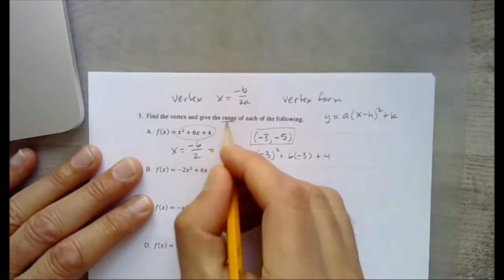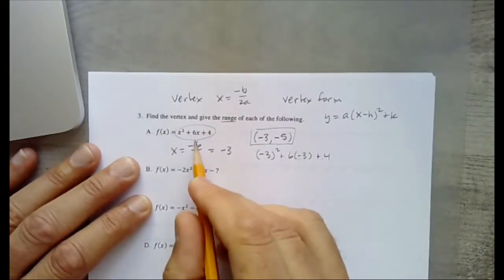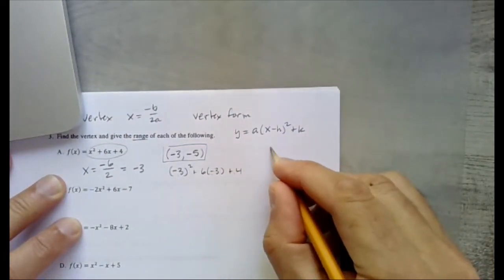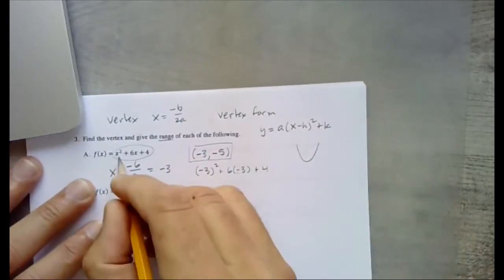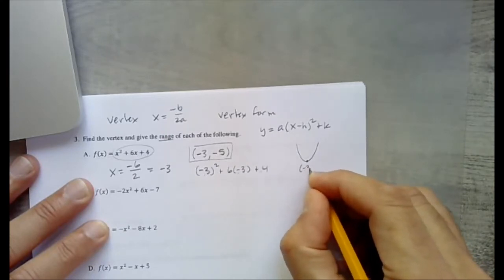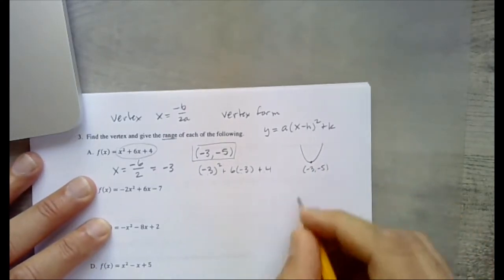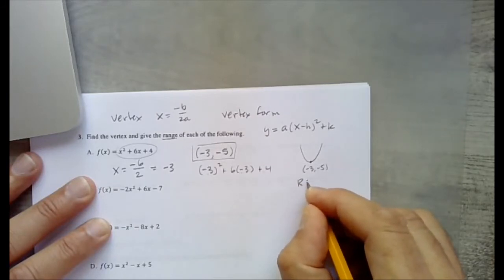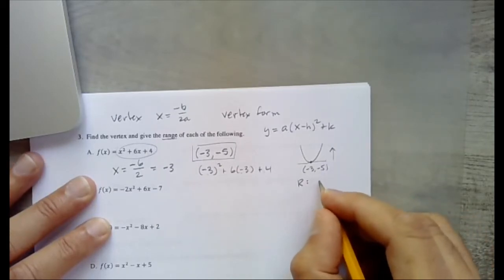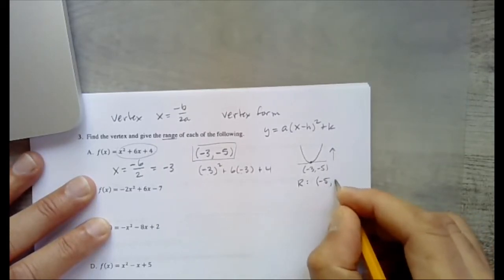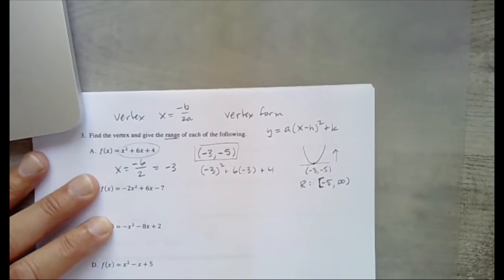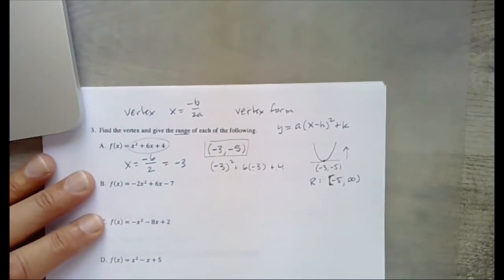And then it says give the range of each of the following. I know that the vertex is negative 3, negative 5. I also know that the parabola is going to open upward because the leading coefficient is positive. So this point here is the point negative 3, negative 5, and the range would be from this value upward. The range is going to be from negative 5 to infinity, and this actually should be a square bracket. So everything from negative 5 upward.